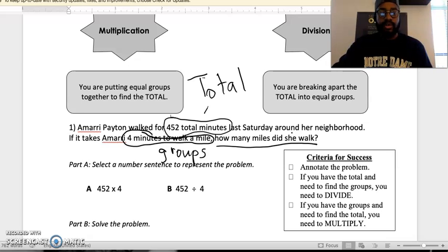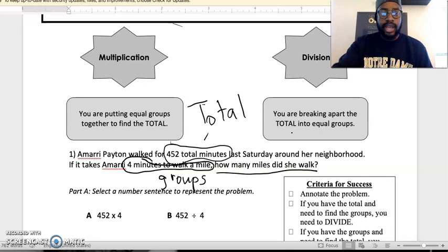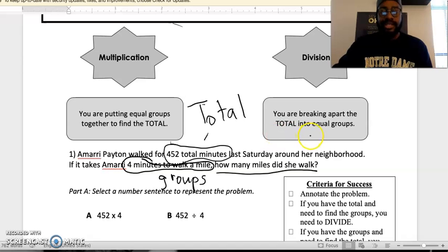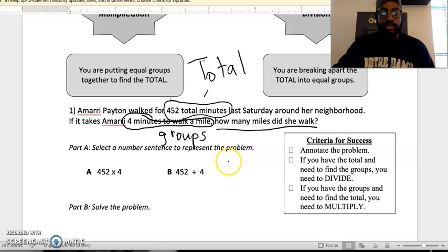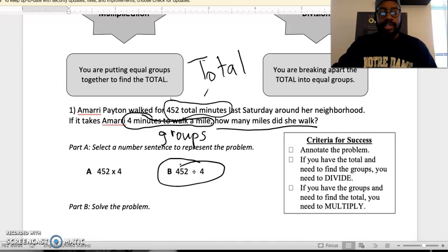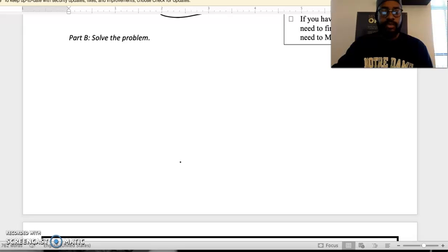So I have my total and I have one of the groups. If I go back up to my criteria, if I know the total and I'm trying to break the total up to find the other group, then that's a division problem. So we are going to be dividing for this problem. So I'm going to circle division. Now that I know we're dividing, I'm actually going to solve the problem. So I'm going to use the strategies we've been working on.